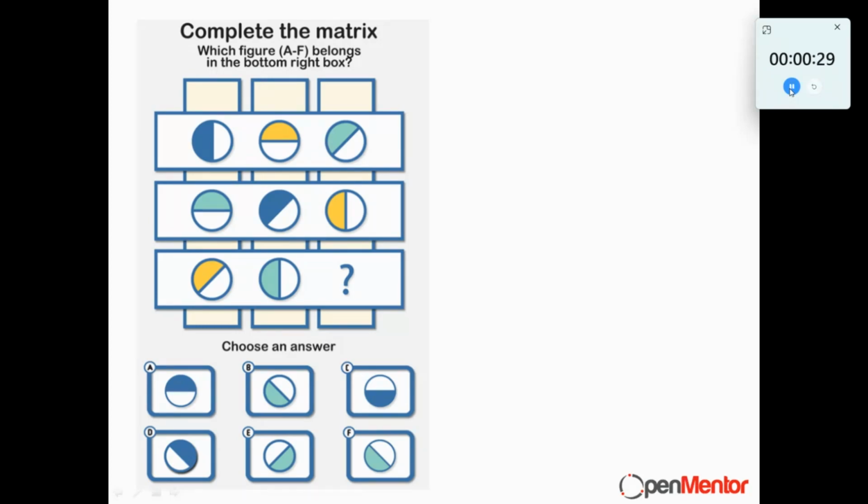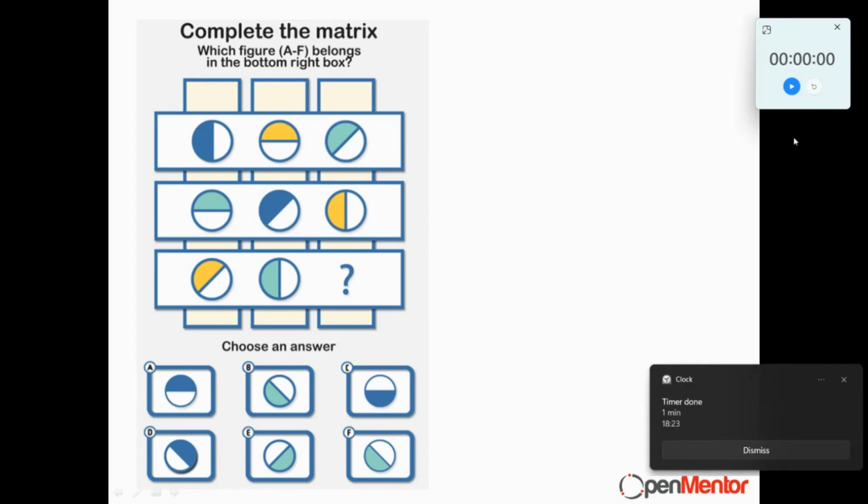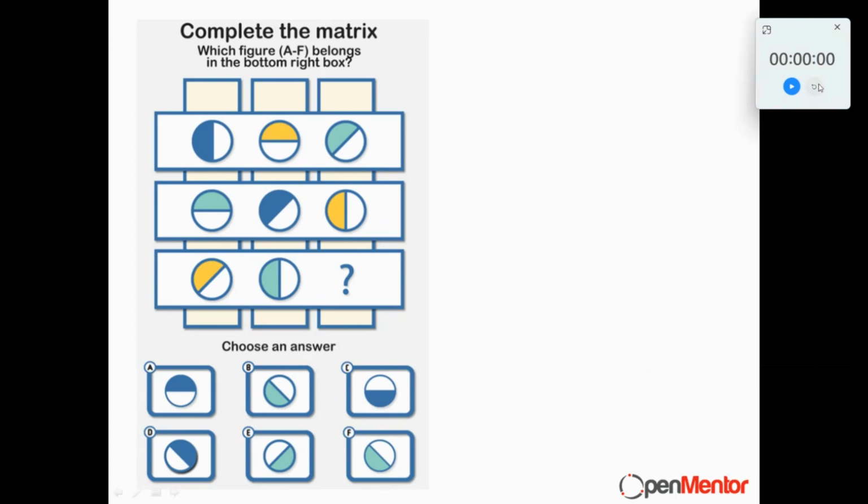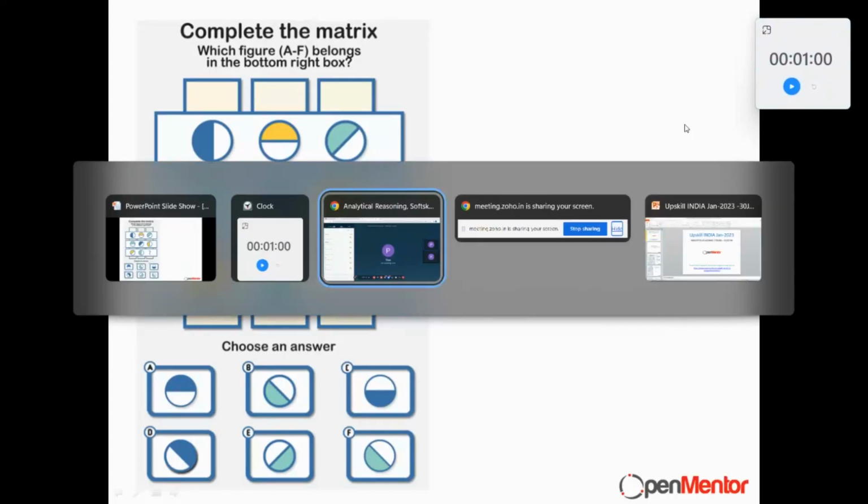30 seconds more. I think you're all thinking. You're all thinking now, which one will come in the last? I know you're all thinking. More seconds to go. Yes, time is up. Time is up. Now let us see who is answering.